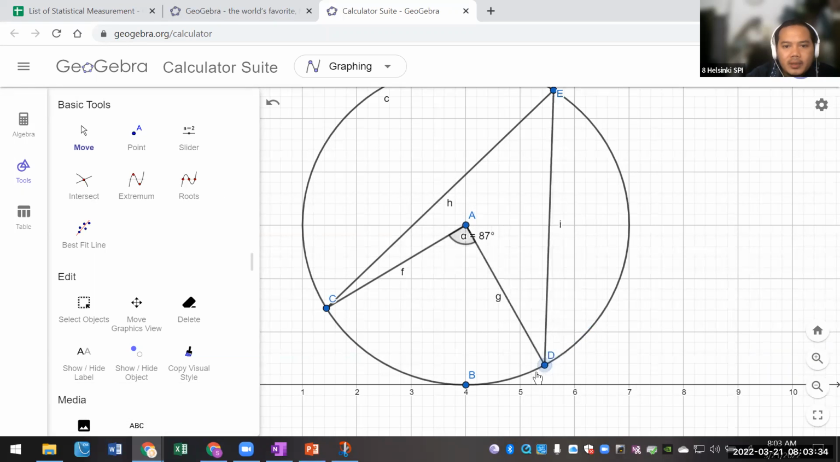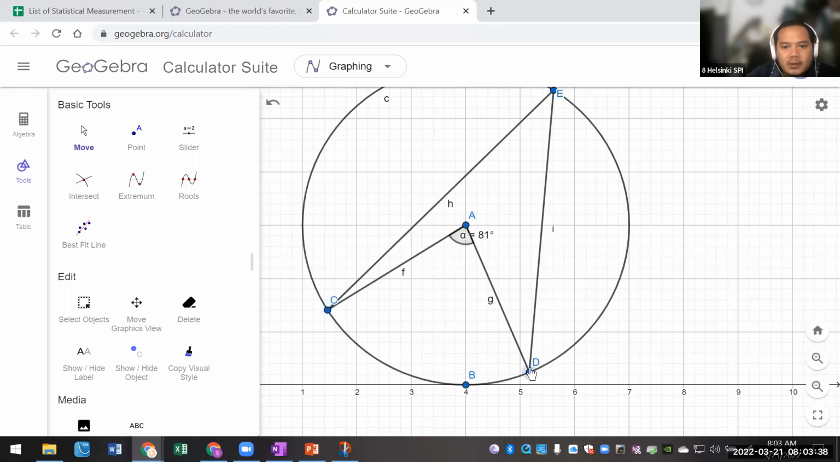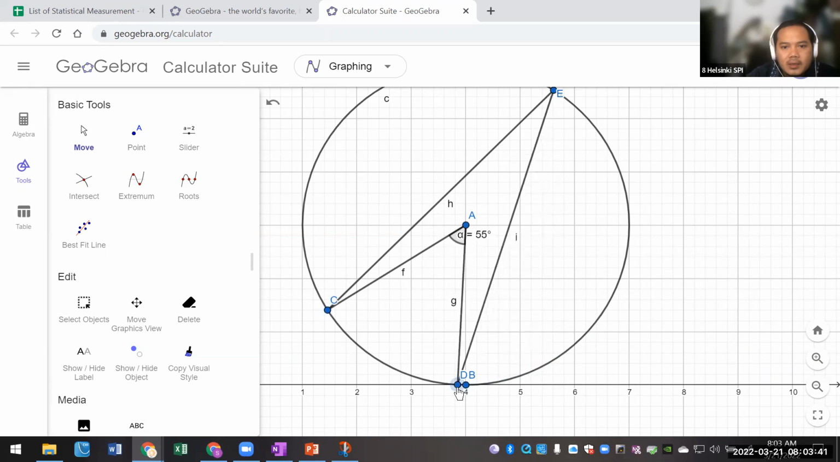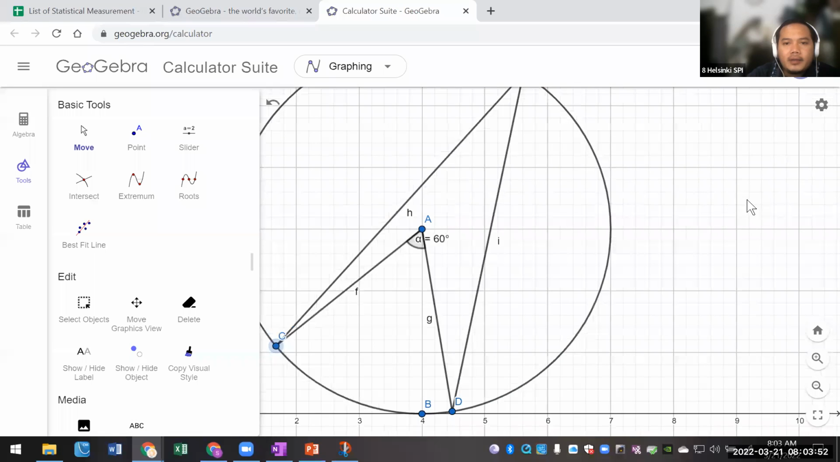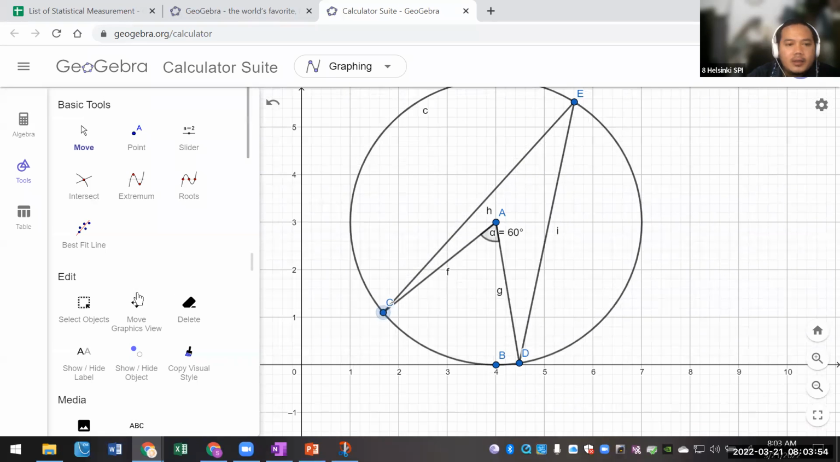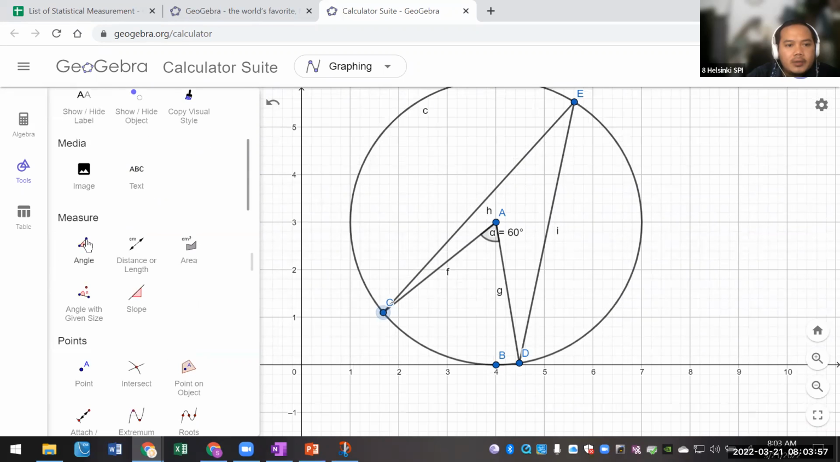So we're going to make that into 60. I'm going to move this a little bit here. Let's make it 60. Okay, so this is 60 degrees, and we will find out what's the angle over here. Again, I'm going to use the angle measurement here. 1, 2, 3. And we go. We have 30 degrees. So how can we get from 60 to 30?